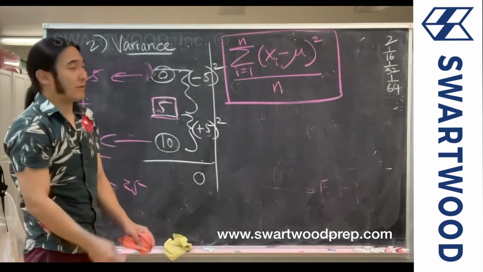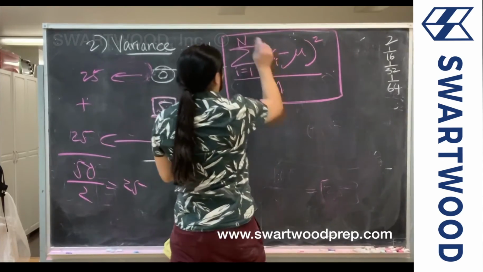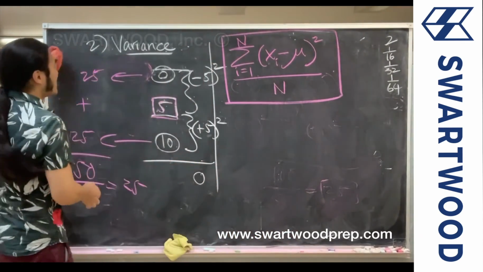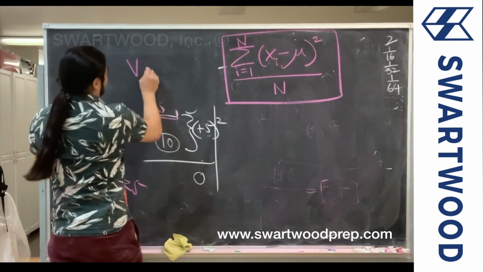Now again, a lot of textbooks like to talk about the population. They like to put a big N like this. That's fine. And this is actually our official formula for the variance.